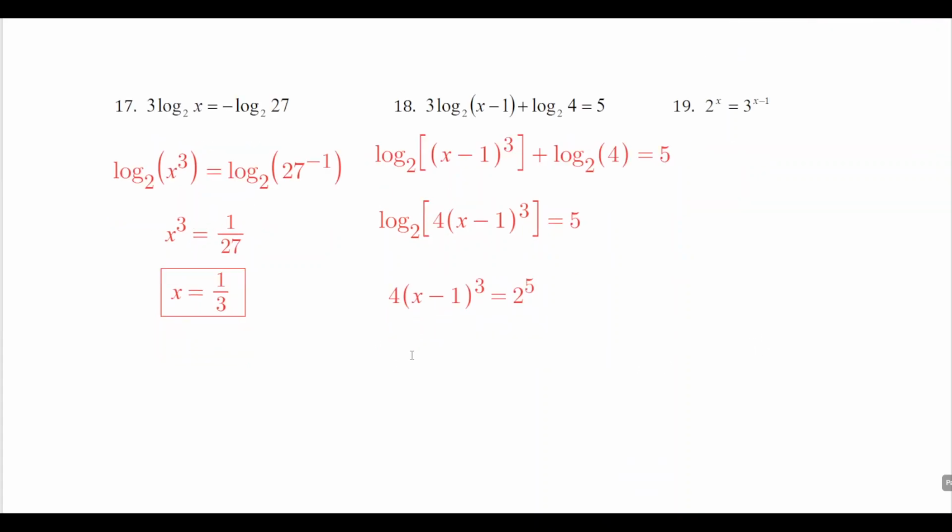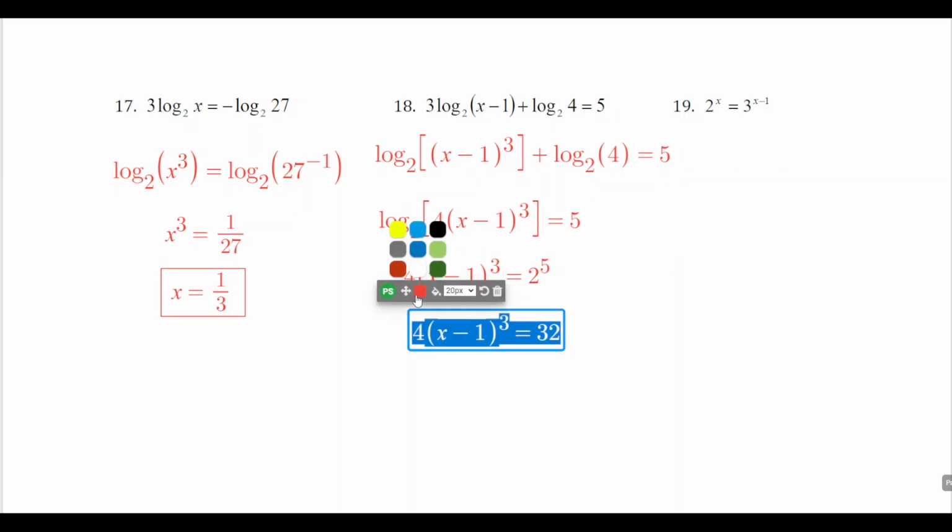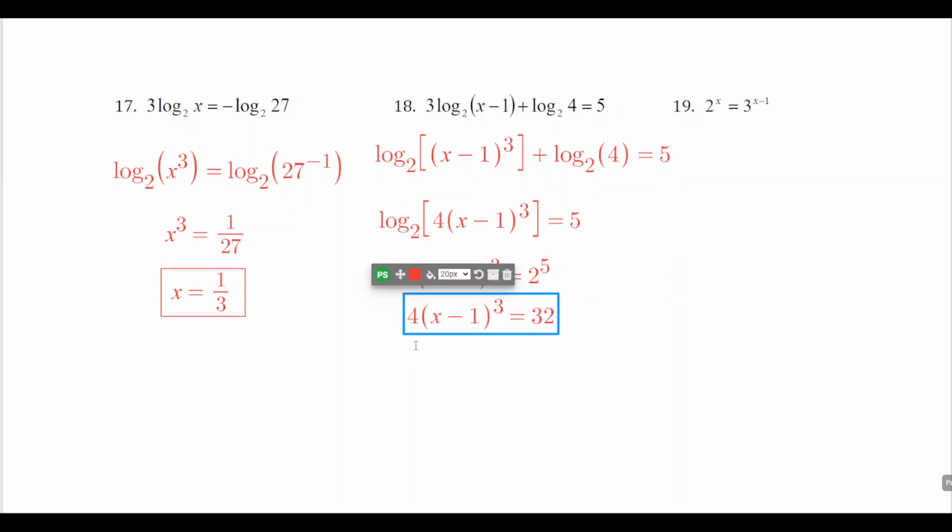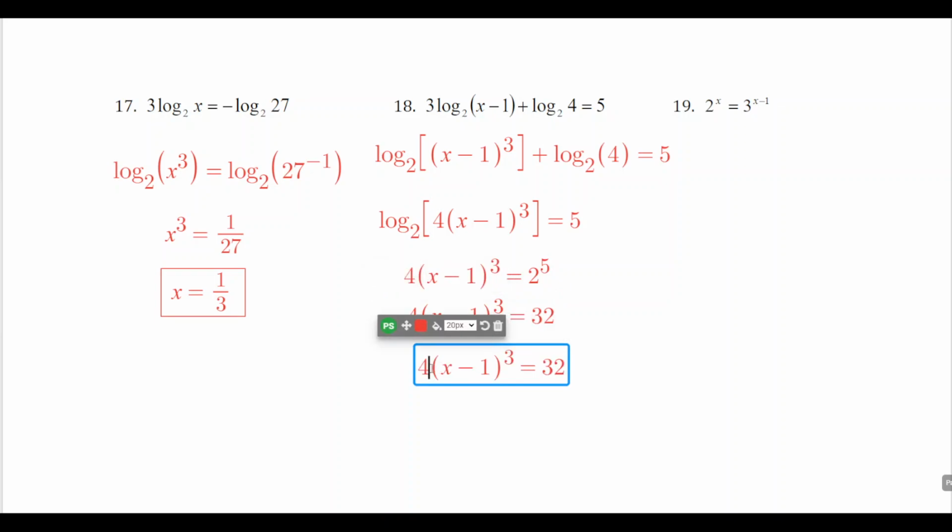Okay, so a little simplifying going on here. 2 to the 5th. Let me just count my 2's real quick and see what that's going to be. We got 2, let's see, 2, 4, 8, 16, 32. So this would be 32. And if I divide both sides by 4, I'm going to get x minus 1 cubed equals 32 divided by 4, which would be, what would that be? Not 9, 8. Yes.